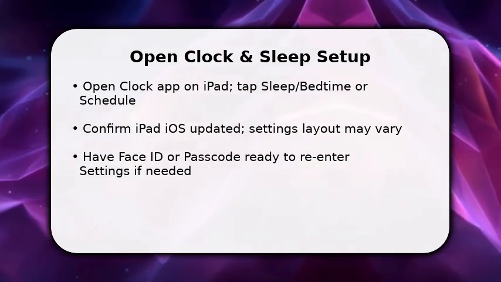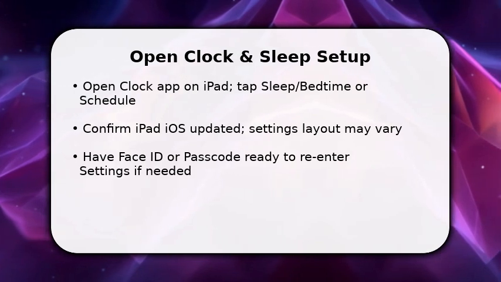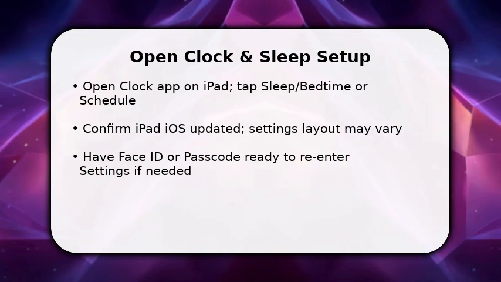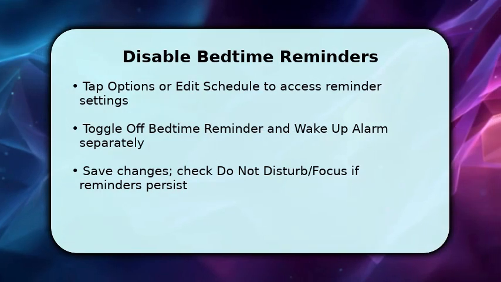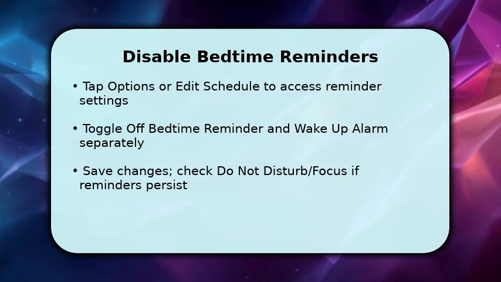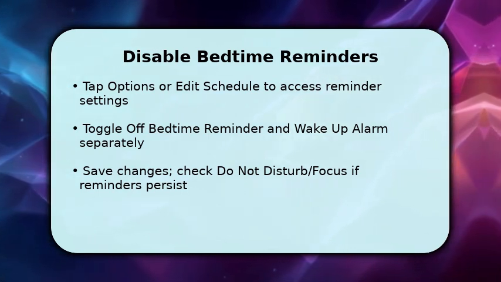Now tap Go to Bed or Full Schedule. That first move exposes options to turn off reminders and to edit the sleep schedule directly. You now edit the active schedule. Tap Edit or Options to see reminder settings. Once shown, toggle off the bedtime reminder switch.